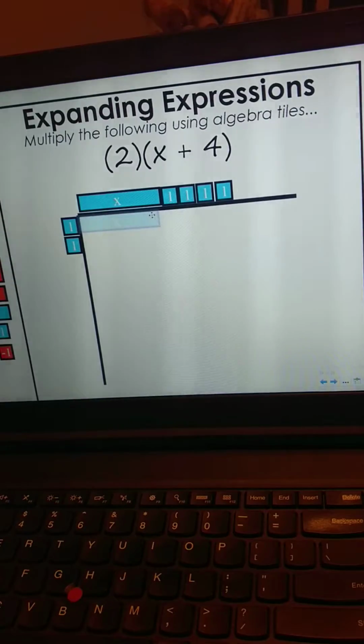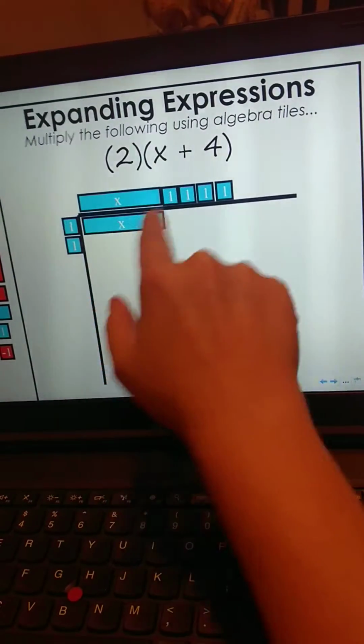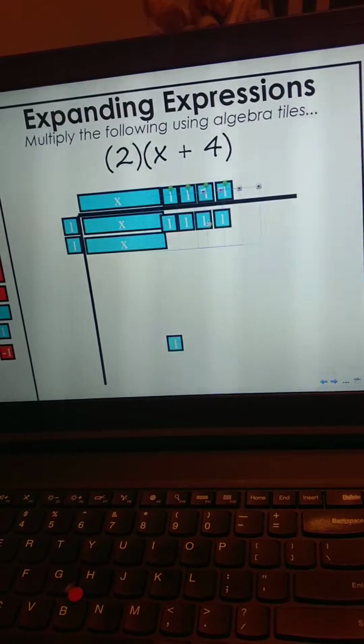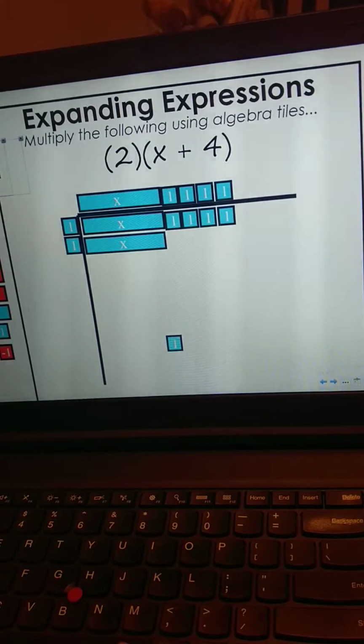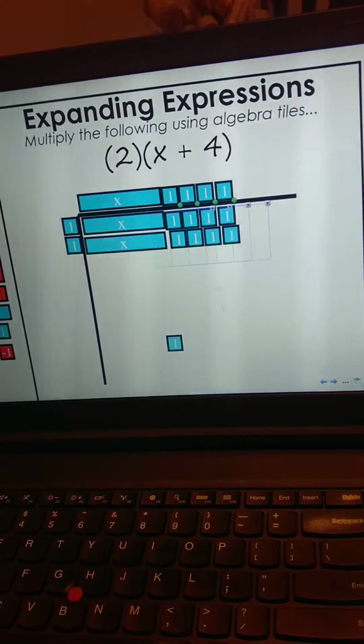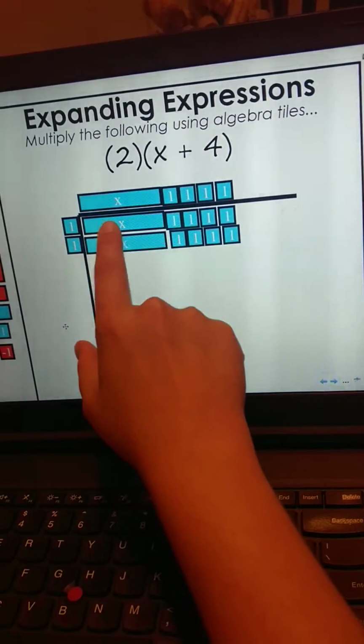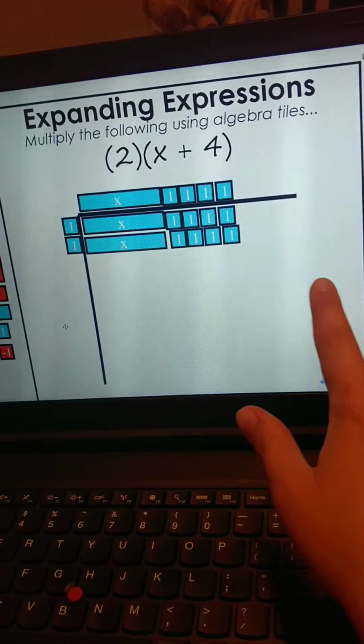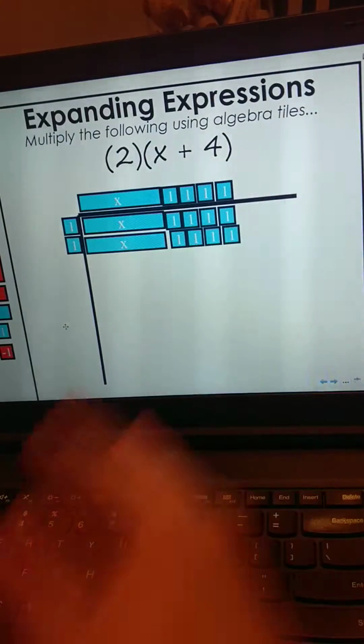So this would have to be an x piece because that has to be a 1, that has to be an x. Going from there, putting in all these ones. Usually when I'm at the board, I'm lazy and copy-paste them like this. Okay, so then showing them that this is now 2x plus 8. And I don't show them any other method yet. I just want them to see what it looks like with the algebra tiles.